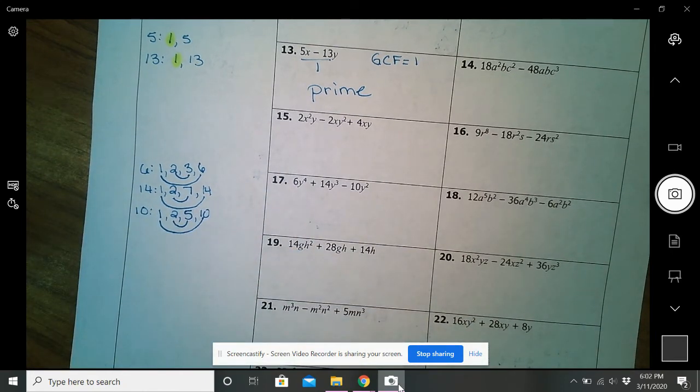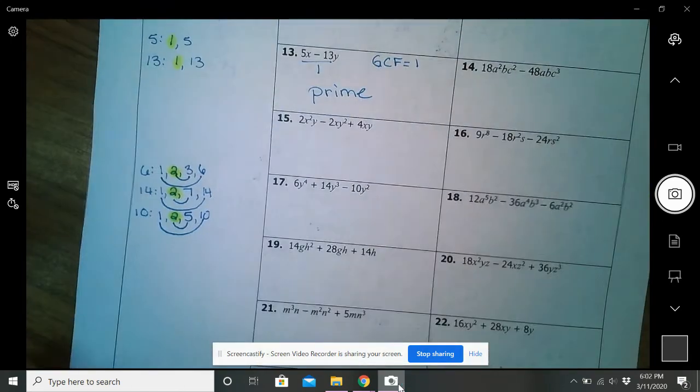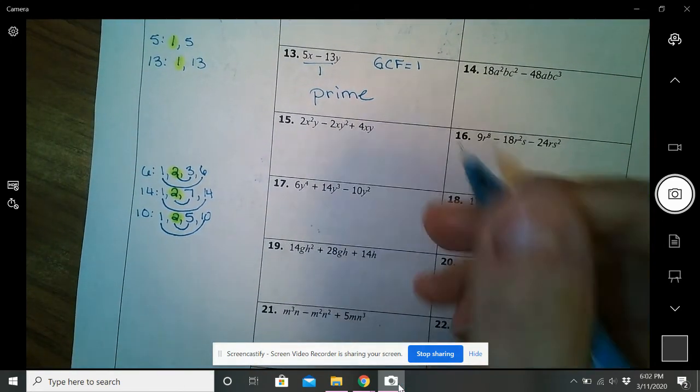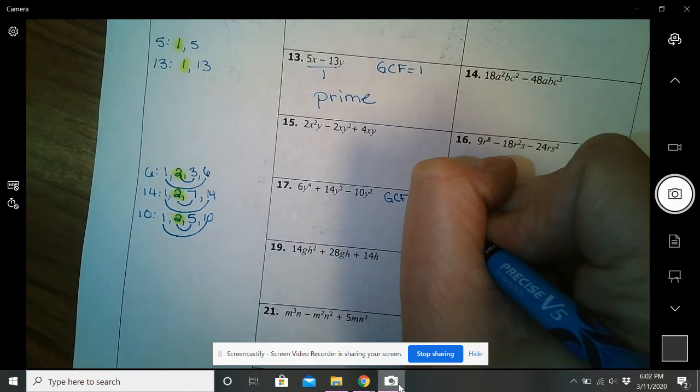So I'm looking for the GCF. I'm looking for the greatest number in all three lists. And the biggest number in all three lists is a 2. So the GCF here is going to be a 2. I can factor a 2 out from each term.